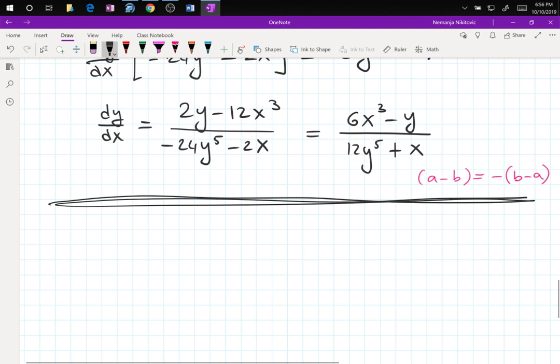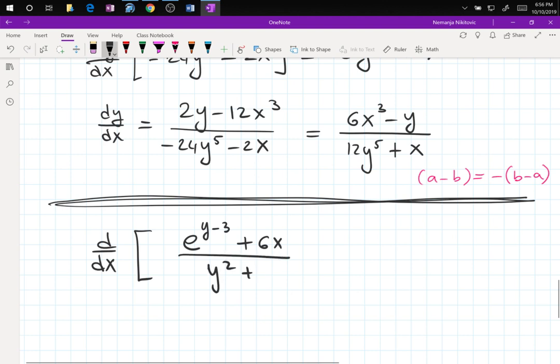Let's see something else. What else cool can we come up with? Oh, we didn't do any e's. Let's not discriminate. The derivative in respect to x of e to the y minus 3 plus 6x divided by y squared plus 1, equals, let's just put a number. What number should I put? 10 it is. First come, first serve. You know the rule.